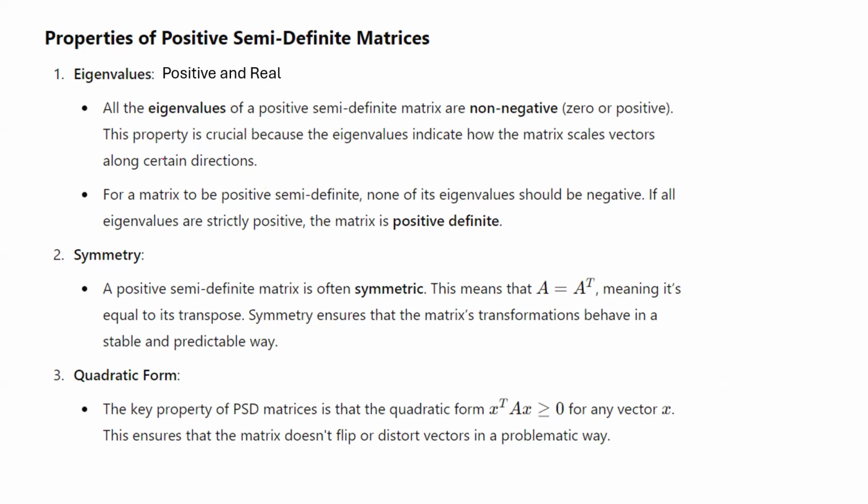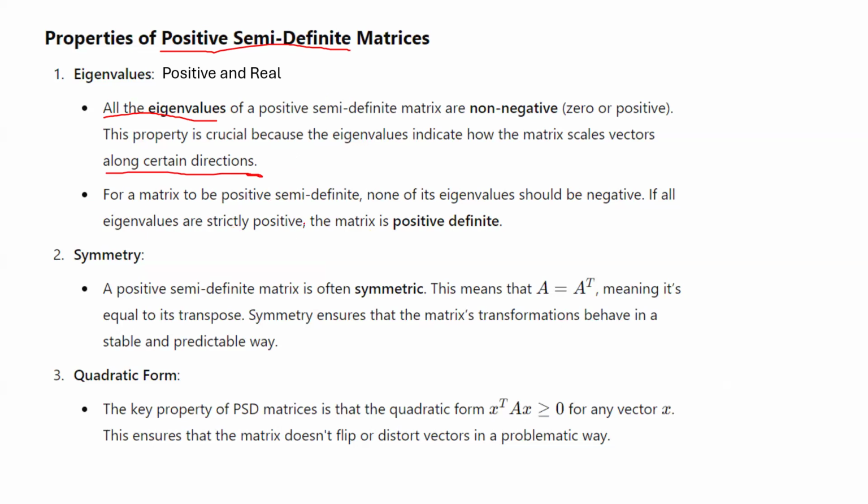How much the matrix, this that is all tagged together. This property is crucial because eigenvalues indicate how the matrix scales vectors along certain directions. If it is negative, it shows scaling in the negative direction, which is not a criterion for a positive semi-definite matrix. For a matrix to be positive semi-definite, none of its eigenvalues should be negative.